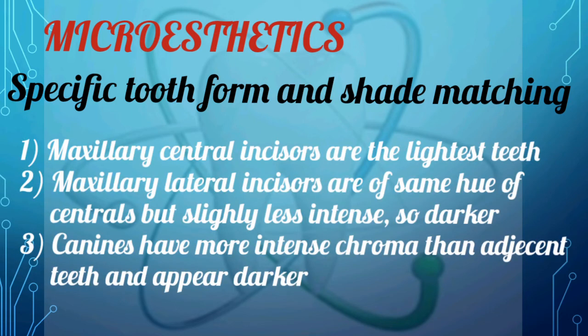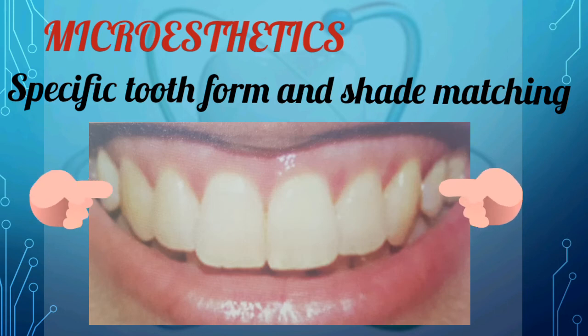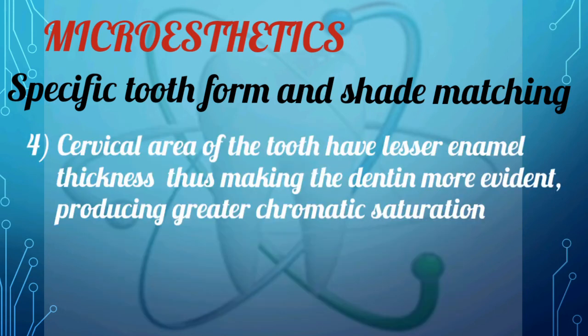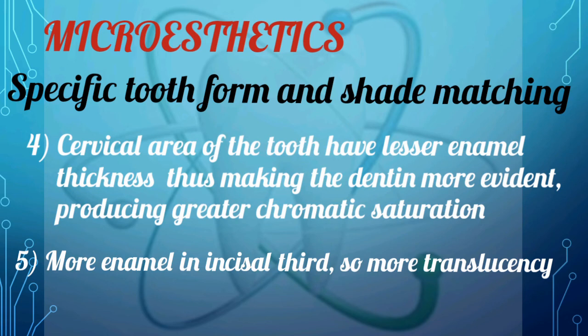Next is shade matching. The maxillary central incisors are the lightest teeth in the mouth. In most individuals, the lateral incisors appear to be of the same hue as the central incisors but slightly less intense, therefore they look less bright. The canines, both maxillary and mandibular, often show a much more intense chroma, sometimes appearing much darker than the teeth adjacent to them. In the cervical area, the reduced thickness of the enamel makes the color of the dentition more evident, producing greater chromatic saturation. Thicker enamel, on the other hand, produces a marked translucency in the incisal third.